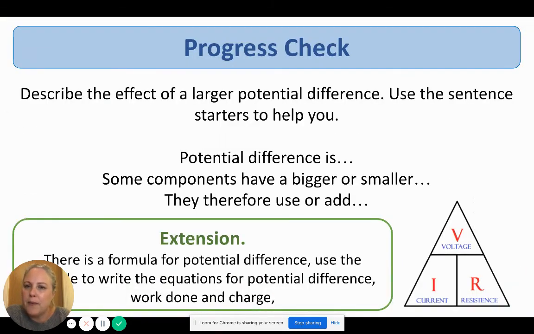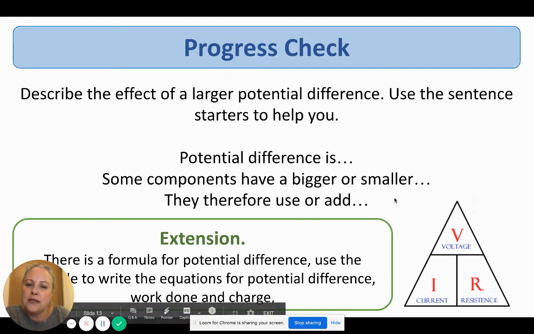So last little one, progress checks. Can you describe the effect of a large potential difference? Use a sentence: a potential difference is... some components have a bigger or smaller what? They therefore use or add what? Have a little go and see if you can use this.